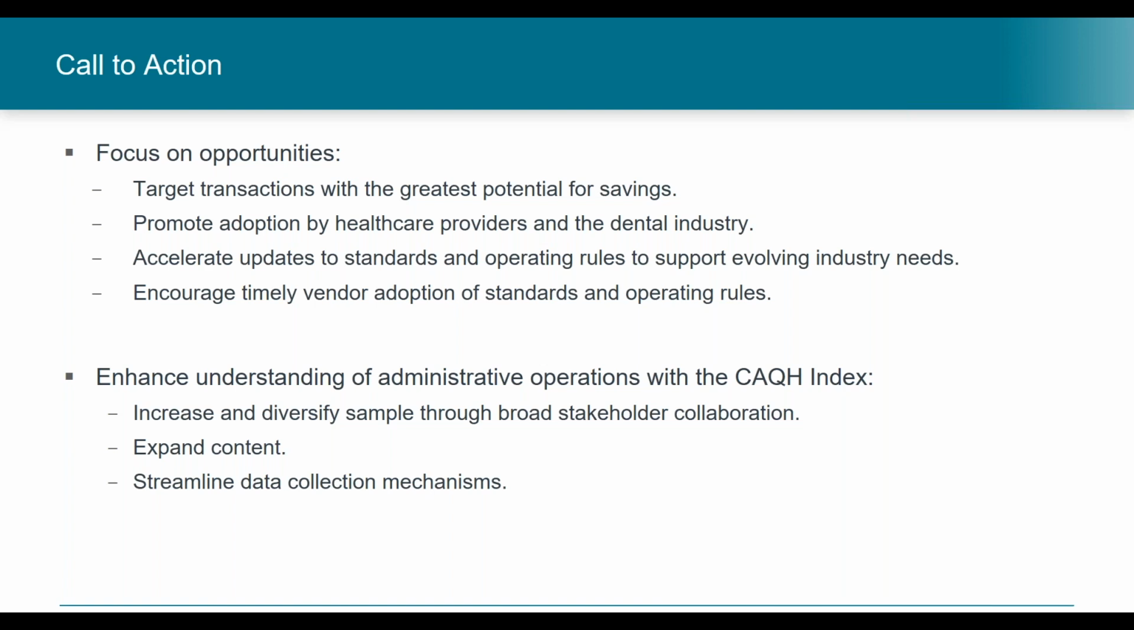In the second area, in terms of how we can improve the information that we have about what's occurring in the industry, there are ways that the industry can help support that as well. One is through helping to enhance the understanding of administrative operations and to help to do this through the index. We can help increase and diversify the sample through a broader stakeholder collaboration. We can also work to expand the content of the index.